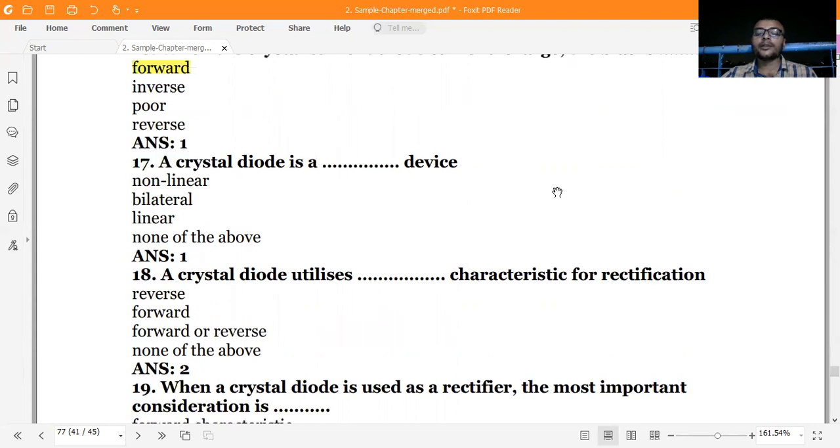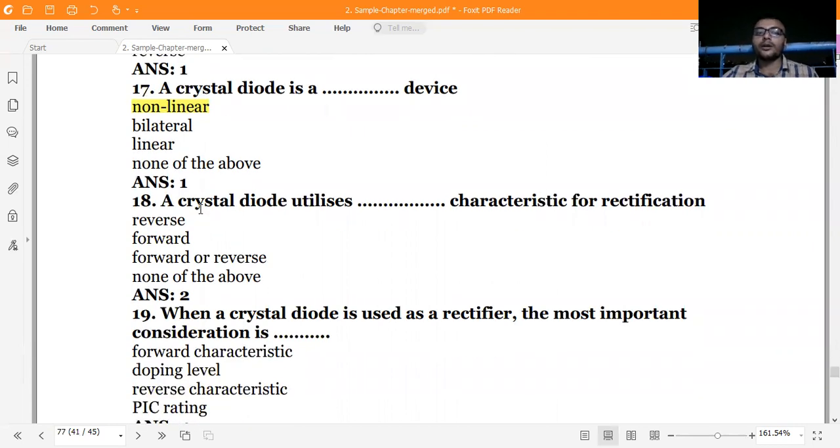A crystal diode is a non-linear device. If you look at the current equation, in the beginning I told you that I equals I0 into (e to the power of V over eta kT minus 1). It is an exponential equation. A crystal diode utilizes this non-linear characteristic for rectification, in forward bias.